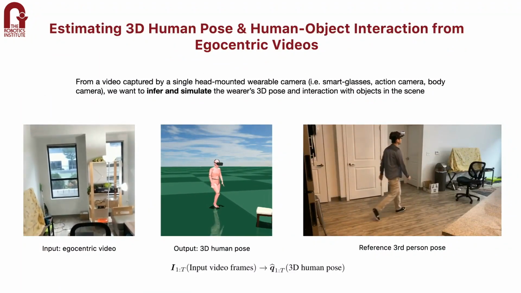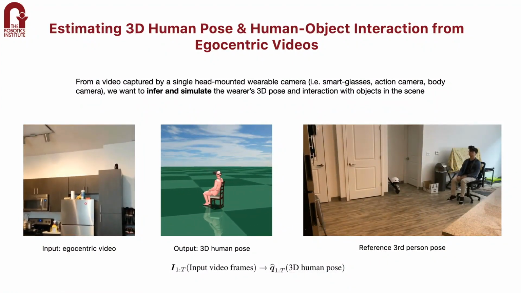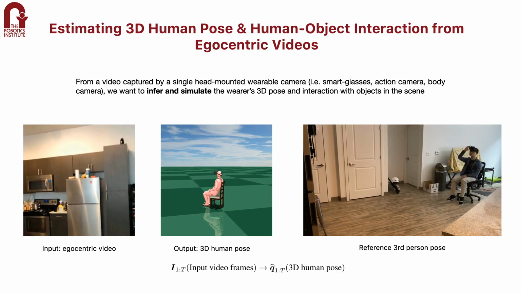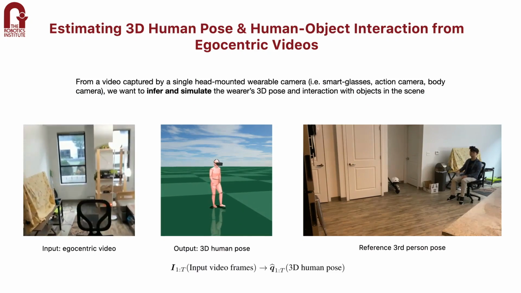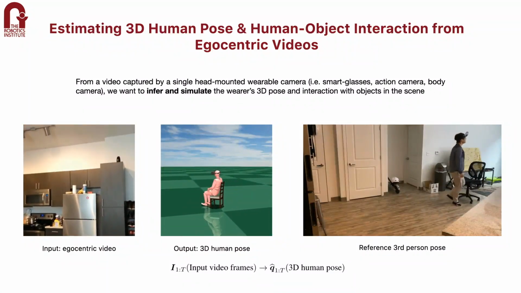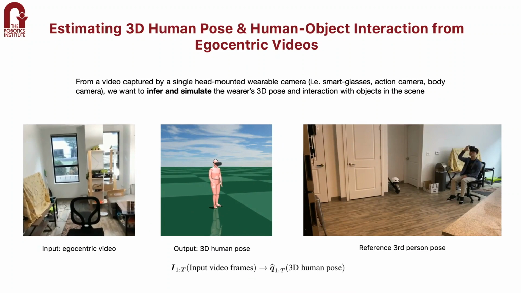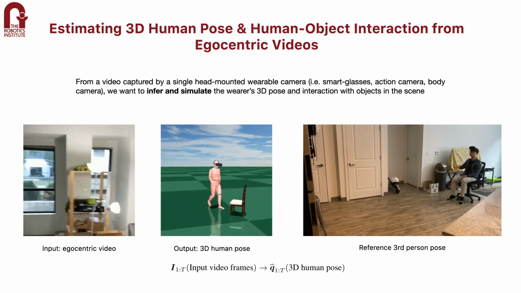Today we present Dynamics Regulated Kinematic Policy for Egocentric Pose Estimation. From a video captured by a head-mounted camera only, we aim to infer and simulate 3D human pose and human object interactions, such as sitting on a chair or pushing a box. Here, we ground our pose estimation inside the physics simulation and achieve physically plausible human motion and human object interaction estimation.